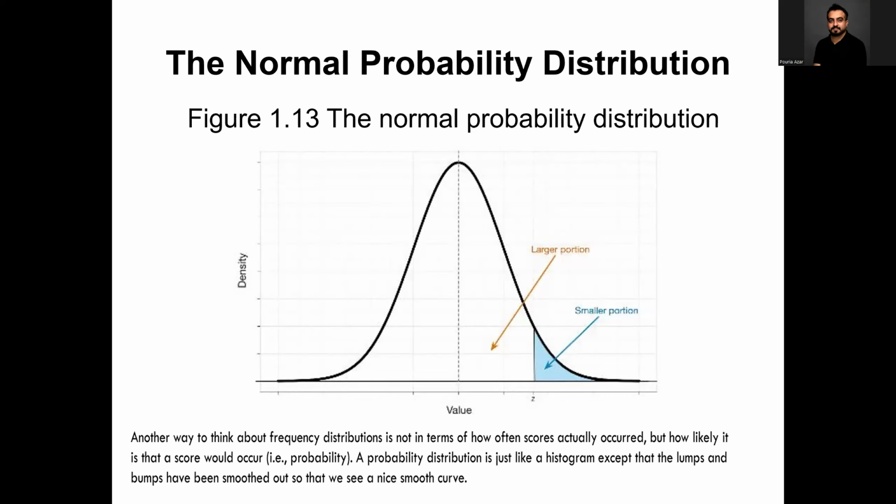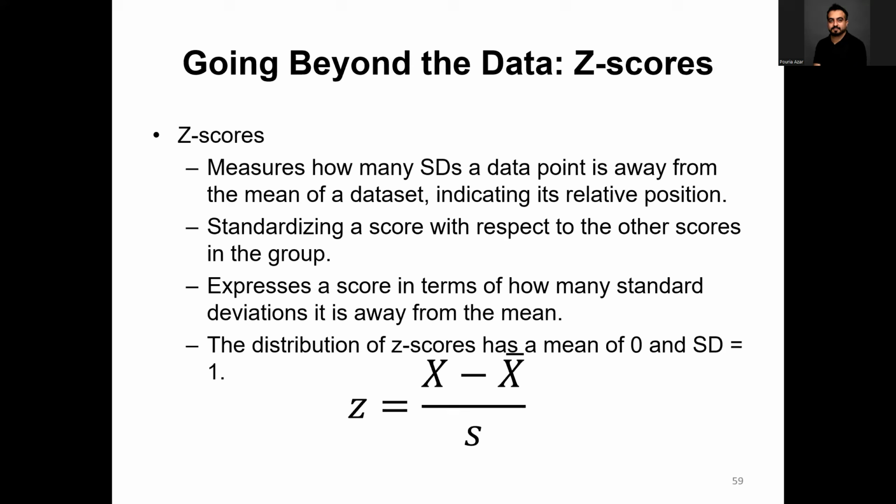This is the normal probability distribution. It is another way to think about frequency distribution. In this case, instead of having raw scores and raw frequencies, we have probability instead. The area under the curve equals 1, and it shows how likely it is that a score would occur. This is all about the normal probability distribution.